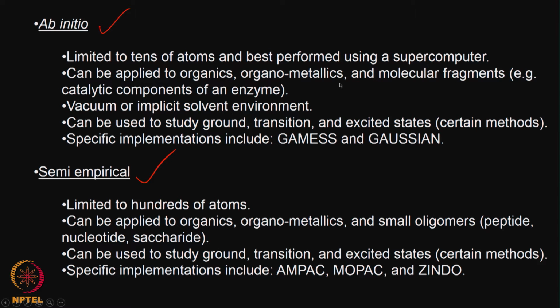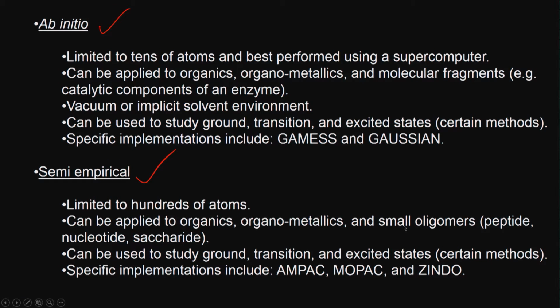It can be applied to organics, organometallics, molecular fragments, enzymes and so on. It can be done in vacuum or implicit solvent. We can look at ground state, transition state, excited states. Some of these softwares like GAMESS, Gaussian, they all work on ab initio. So, it is not really useful for computer aided drug design.